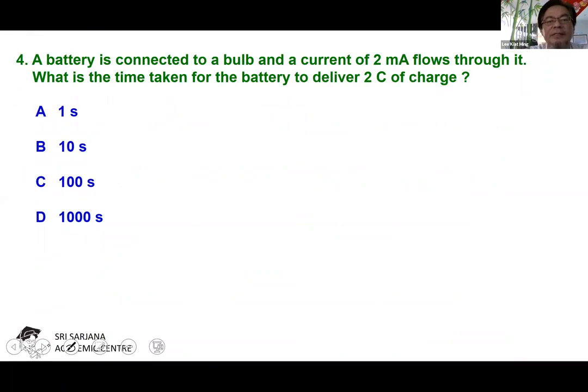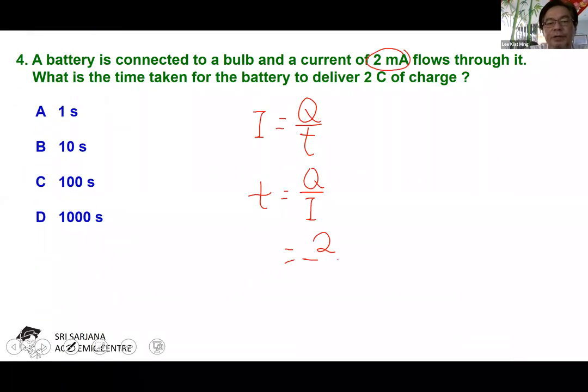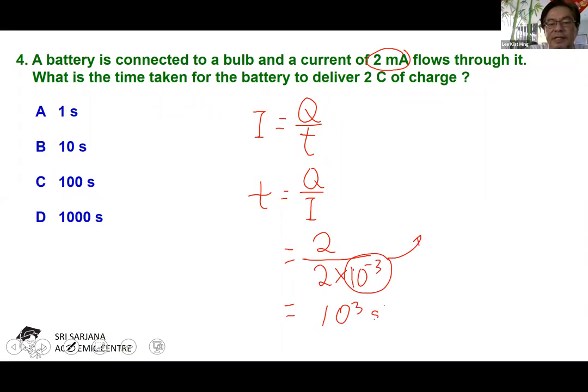What time? This is going to use the same formula. They want to find the time, so you're going to take the time as the subject. It will be t = Q over I. I and T will change place. Do you agree? But be careful of the milliampere. The quantity of coulomb is 2. So this is going to be a milliampere, and we're going to change it to ampere: 2 times 10 power negative 3. So you're going to convert and bring this one up to get 10 power 3 seconds, because the 2 and the 2 will cancel off.